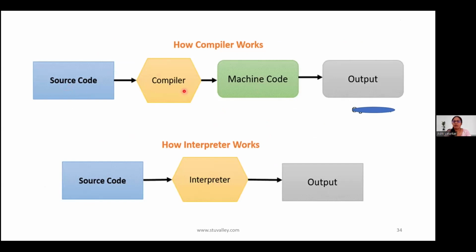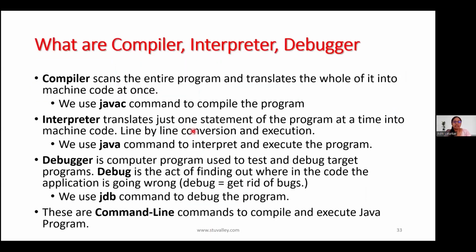Source code: the compiler compiles the complete program and converts it into machine code at once and the output will be shown. And for the interpreter, the source code is interpreted one statement at a time and shows you the output. Okay, so this is the line by line conversion and execution of your program, that is the interpreter's work.